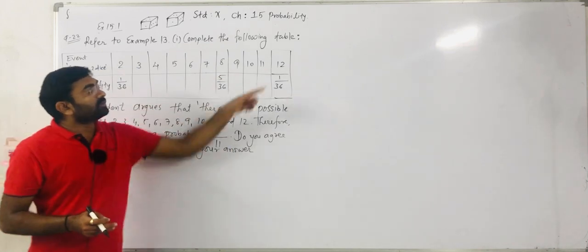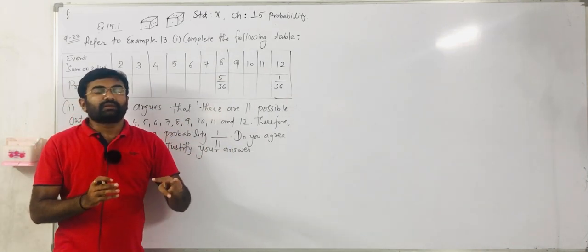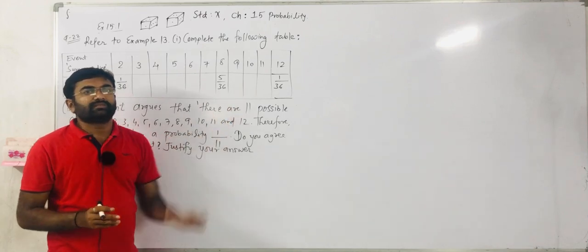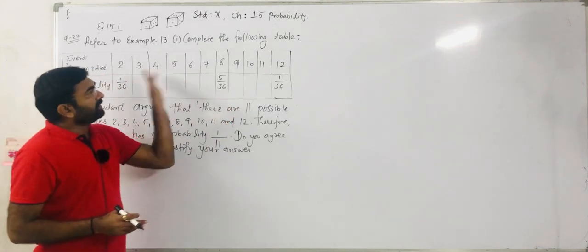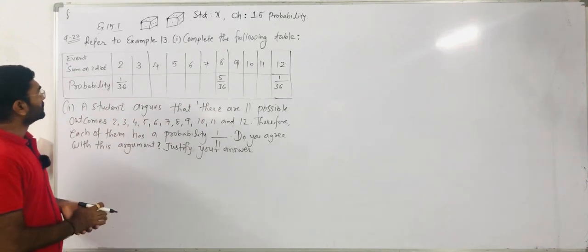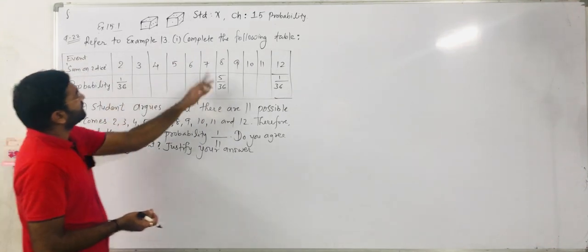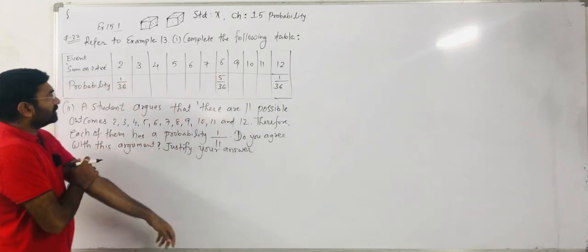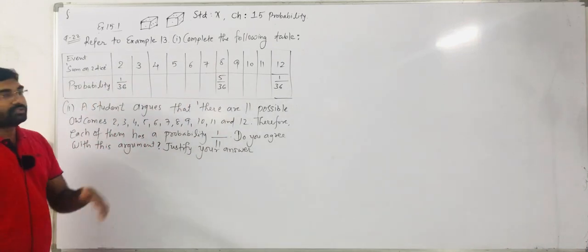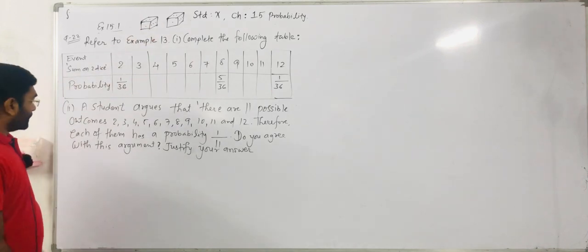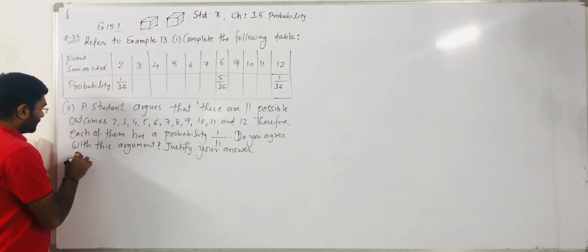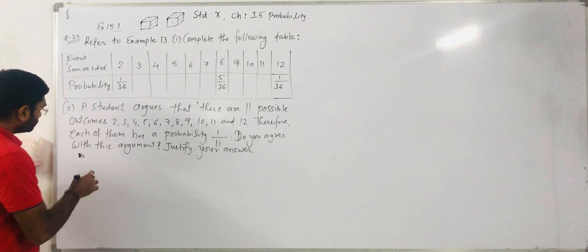And the maximum outcome is what? On both dice we get 6 as the outcome, so 6 plus 6, the sum is 12. And in between, the other sums are also possible. So they said we have to find the probability of the events and complete this table. So first of all, how many possible outcomes are there for these two dice? So we have to define that here in the solution.